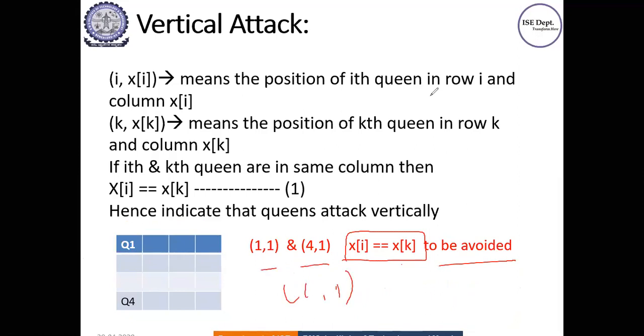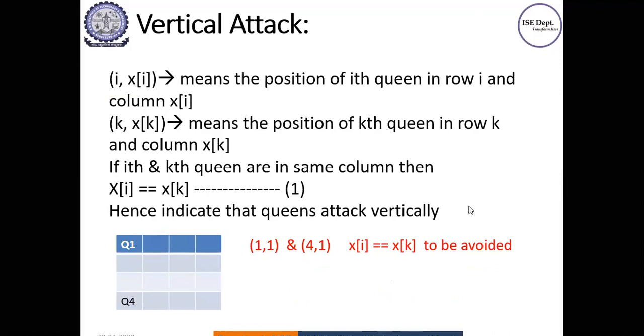1 comma 1 is for this one. It's basically something like this, and 4 comma 1. Here k indicates the fourth queen. Correct? So the fourth queen in the first column, the first queen in the first column. Here the columns are the same, right? So x of k and x of k both are the same, so it is to be avoided. Am I clear with this? Just go through this once. Basically, it talks about vertical attack, about avoiding placing the queens in the same column.